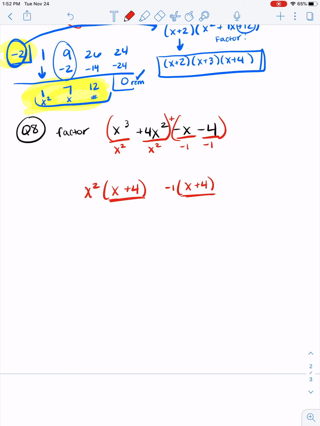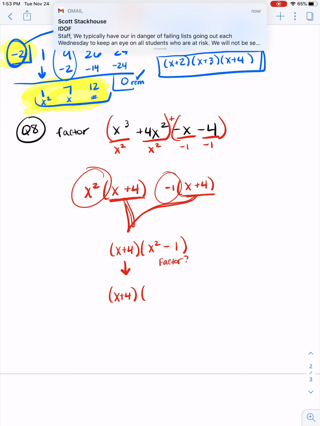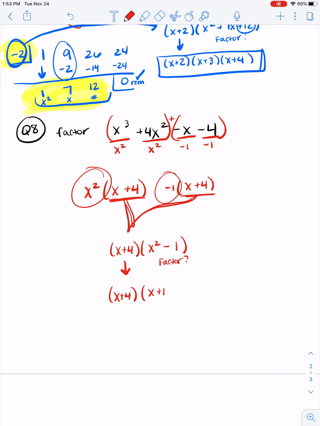So x plus 4, those match. That's good. We want them to match if possible. So x plus 4 is my first factor. My second factor we make from the GCFs that we pulled out. So x squared minus 1. Now this one's good, kind of like our last problem. I can factor this. This is the difference of squares. So to factor that, I have x plus 1 and x minus 1. Okay, and then that would be your answer. If you multiply that all out, you get the original problem that we started with.